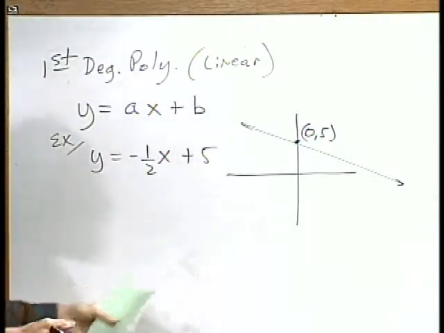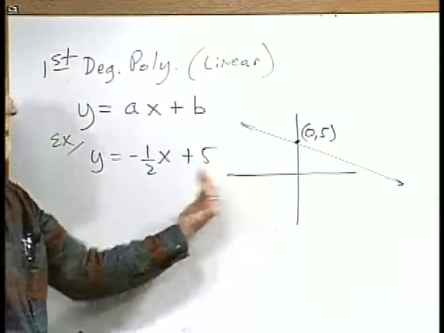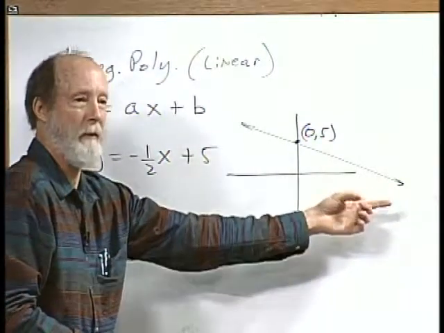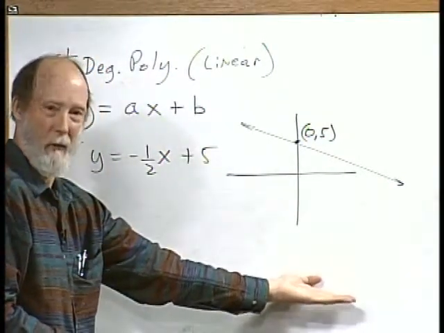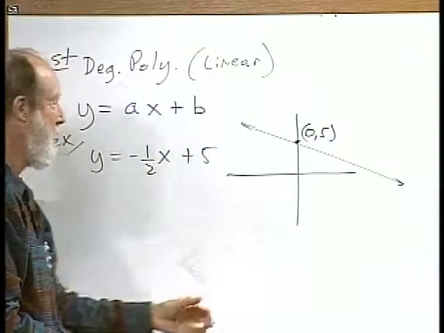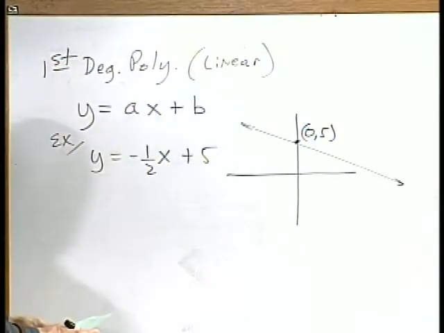What's the domain? All reals. Negative infinity to infinity, right? And the range? All reals also. Okay, so just keep that in the back of your head.